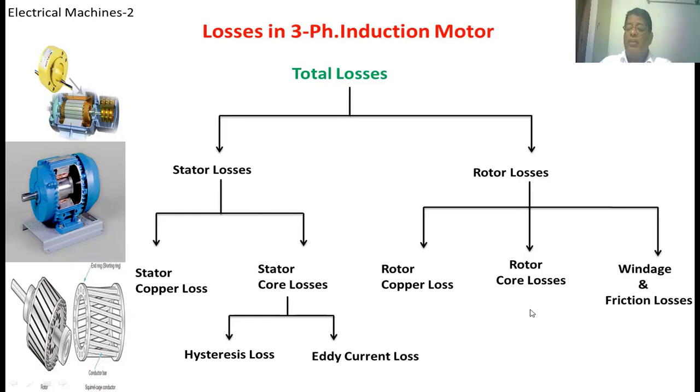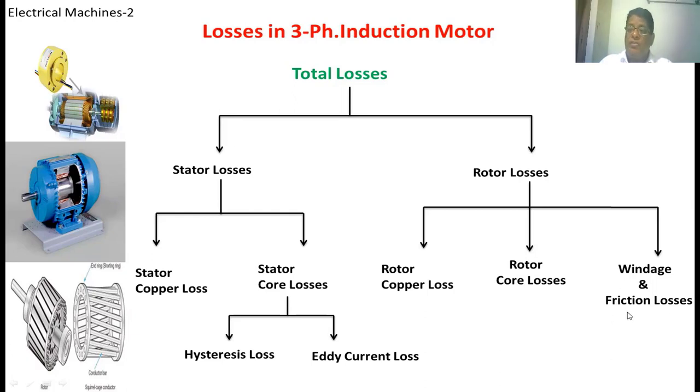Next, windage and frictional loss. Windage is nothing but air. There is some gap between the stator and the rotor. The gap is filled with air. When the rotor is rotating, the air opposes the rotor with some amount of force. To overcome that, some amount of power will be wasted. That power is nothing but windage loss.